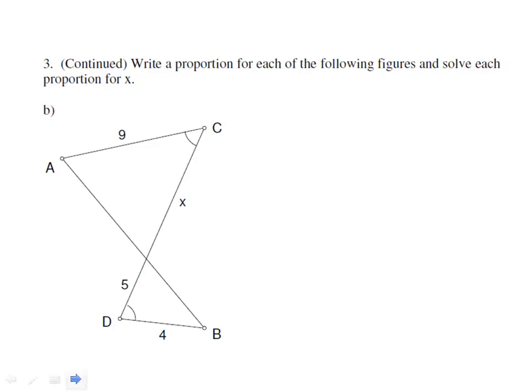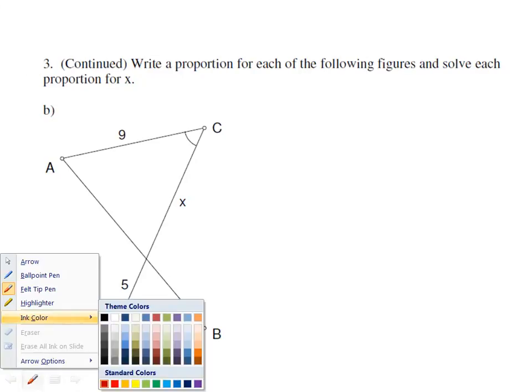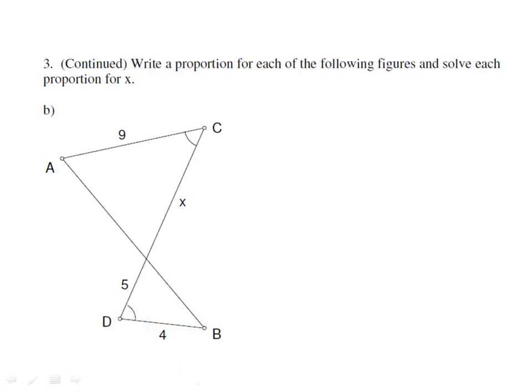Alright, and the next one. So, here we have to figure out what's corresponding. They told us to write a proportion for each of the following figures and solve each proportion for x. Alright, so we have similar triangles here. We're given these equal ones, and we got vertical angles here. And, so anyway, now we have to figure out what goes with what.